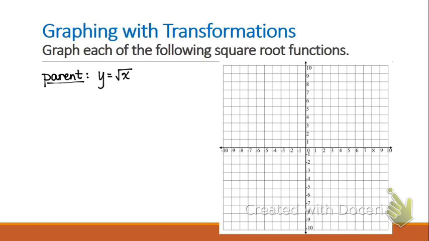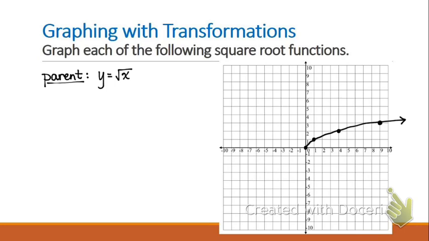All right, parent function, y equals the square root of x. So I can't have any negative x values. The smallest one I can have is 0. And then I want other numbers that I can easily find the square root of. So the square root of 1 is 1. The square root of 4, that would be my input. Square root of 4 is 2, so that's my output. The square root of 9 is 3. And this is only going to point off to the right. It cannot extend to the left.